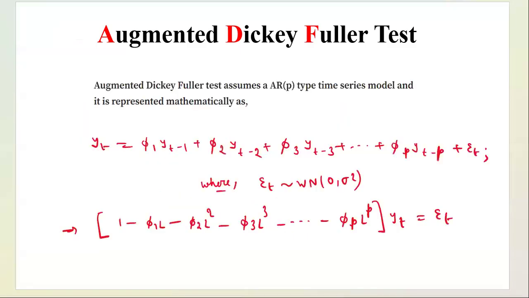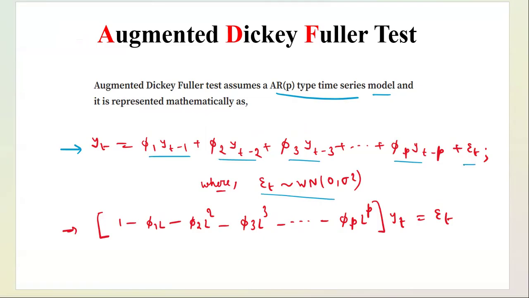Now we will do the same thing. Firstly, we will write the ARP type of time series model. I have explained in detail what ARP is in a separate video; you can refer to that. So yt is written as phi1 yt minus 1, phi2 yt minus 2, and so on, which is the general structure of the ARP model. Epsilon t follows white noise.